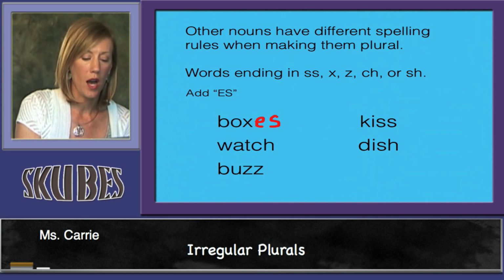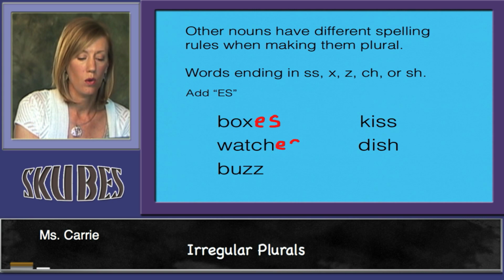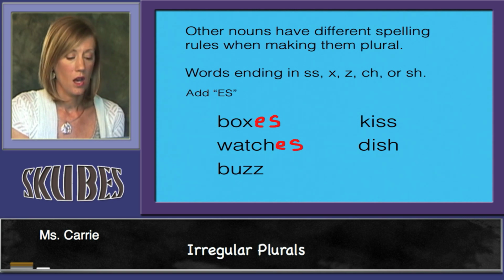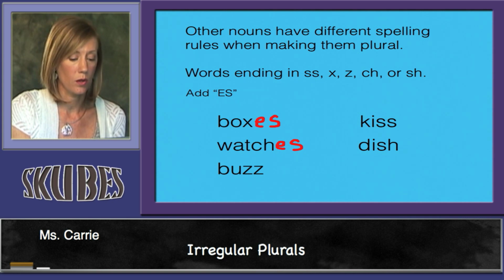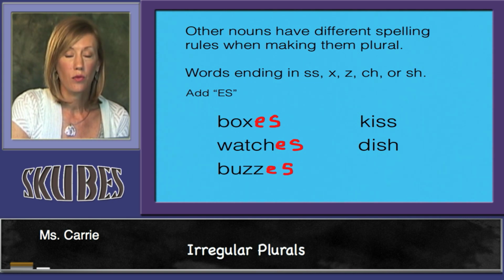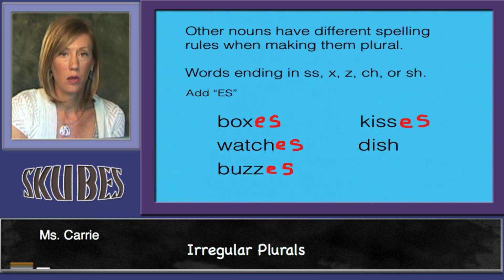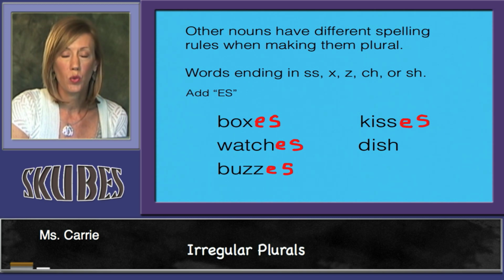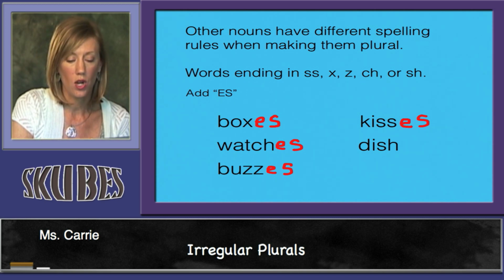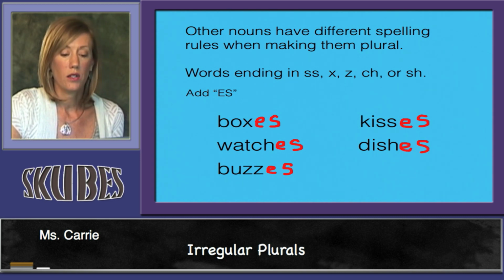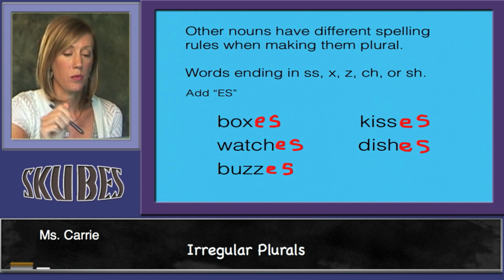We could have one watch, or we can have 4 watches. You can hear a buzz, or you can hear several buzzes. You can give one kiss, or you can give several kisses. That's how you make kiss become plural. You can wash one dish, or you can wash all of the dishes. So there are some words we have to add ES to make plural.